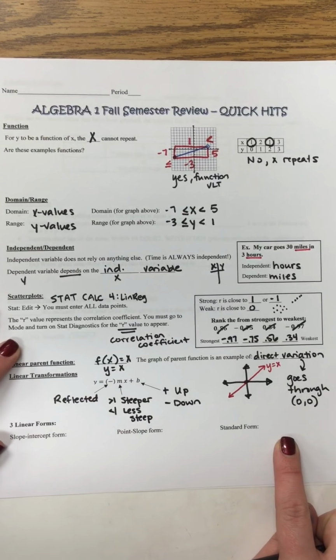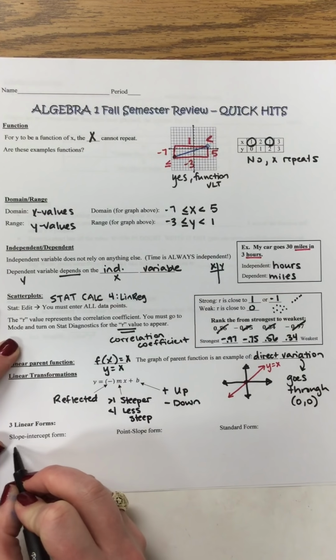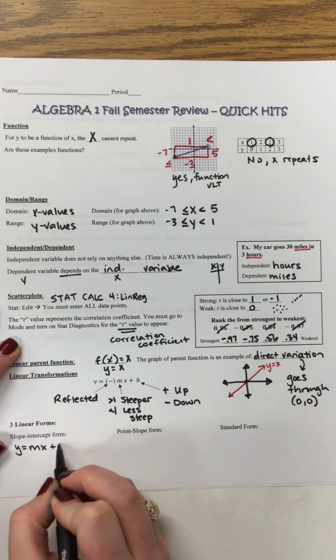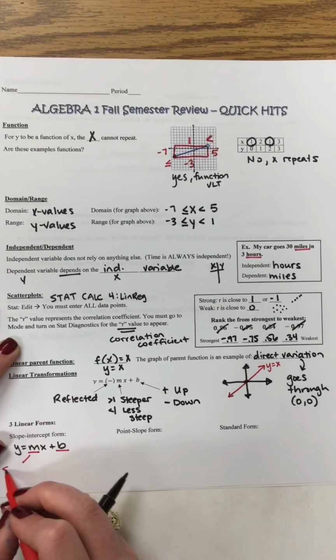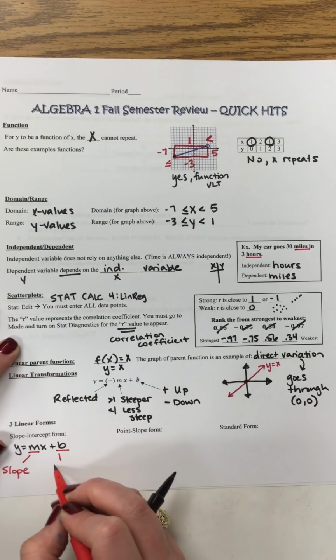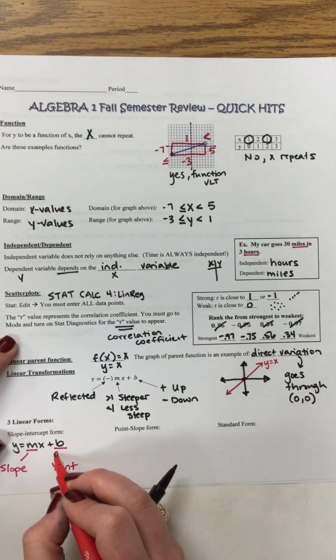And then we also had our 3 forms for linear. So slope-intercept was the y equals mx plus b. This is where you had a number for m and for b. This was your slope. This was your y-intercept.